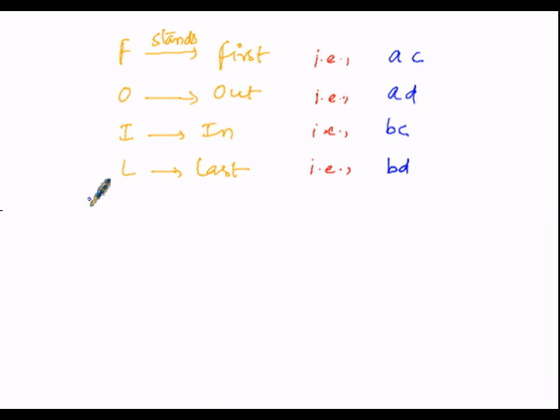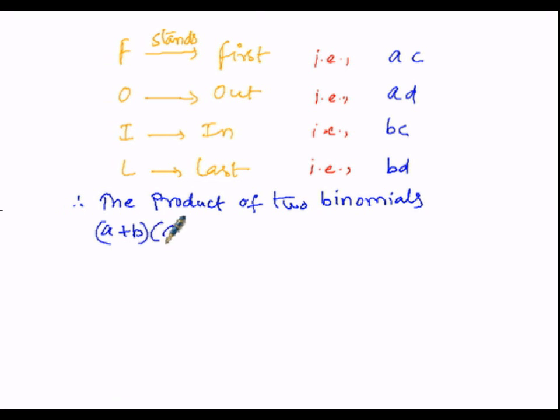So here, therefore, the product of two binomials, that is a plus b and c plus d, is nothing but the sum of all the FOIL terms. So here we got ac as the first term, the F, plus ad as the next term in case of O, then plus bc as the third term in case of I, plus bd as the last term in case of L.